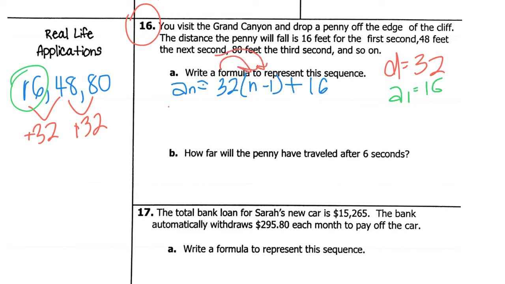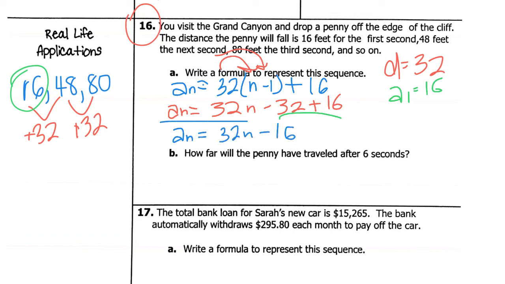I get a sub n is equal to 32n minus 32 plus 16. When I combine my like terms, I end up getting the formula 32n minus 16. So this describes my sequence.